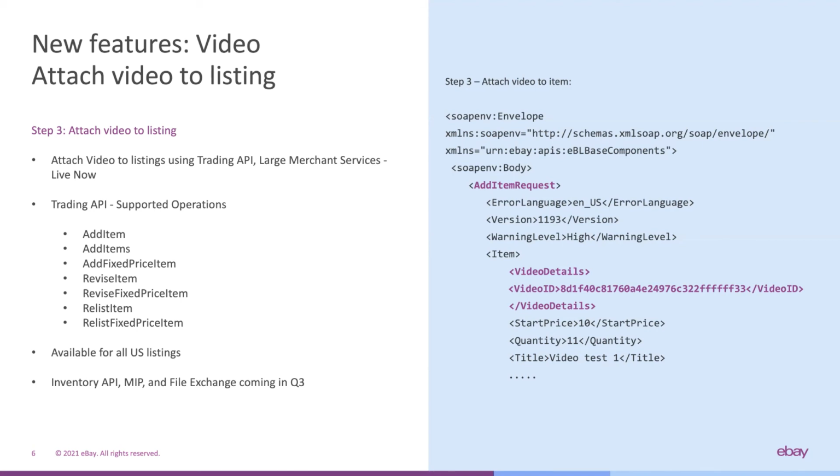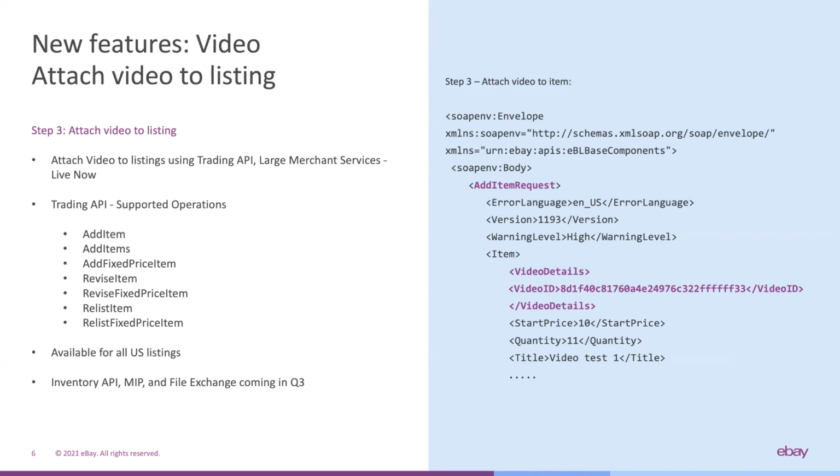Over here on the left, showing the full set of calls on the trading API that will allow you to attach a video to a listing, either existing listings or new ones. And as I mentioned, this is available for all US listings right now, and will expand to other countries later on. In Q3, in addition to the trading API, you'll be able to do the same attachment to listings in the inventory API, merge integration platform, and the file exchange system. Those are coming in Q3.